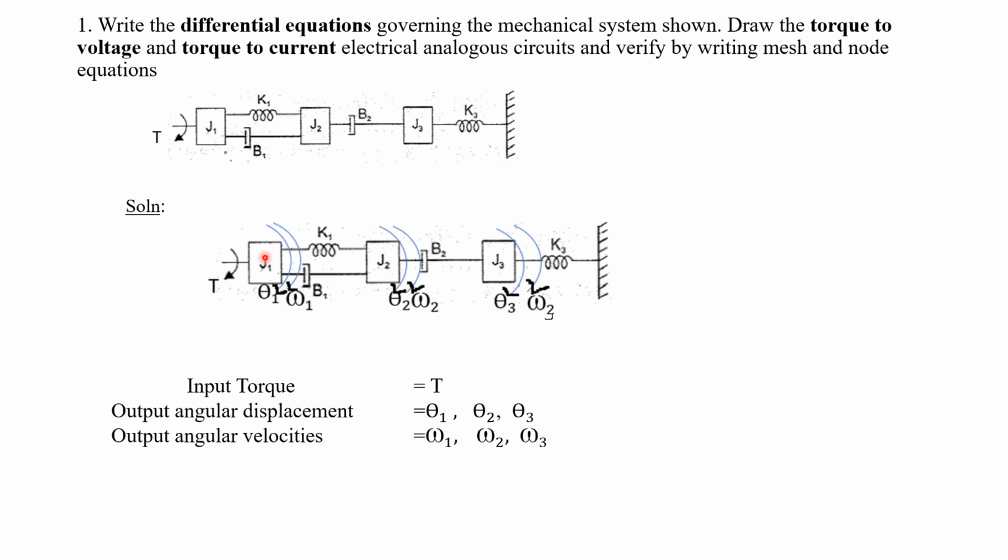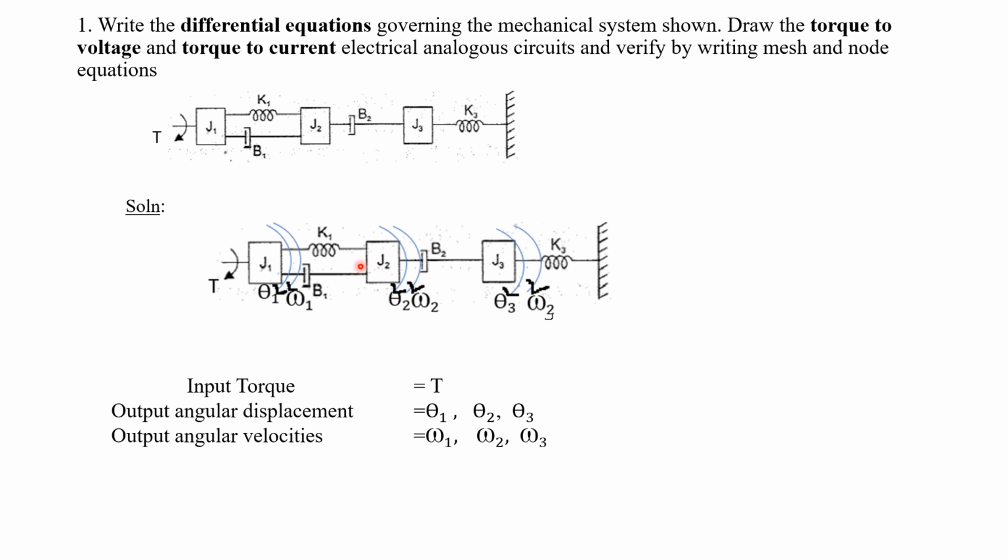For J1, we can assume the angular displacement as theta 1. Immediately after this, along the same direction, there will be the rate of change of displacement, that is nothing but omega 1. Similarly, for J2 it will be theta 2 as well as omega 2. For J3 it will be theta 3 as well as omega 3. So by redrawing the diagram, we have to mark all the outputs.